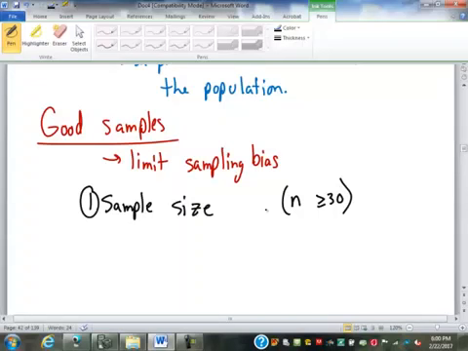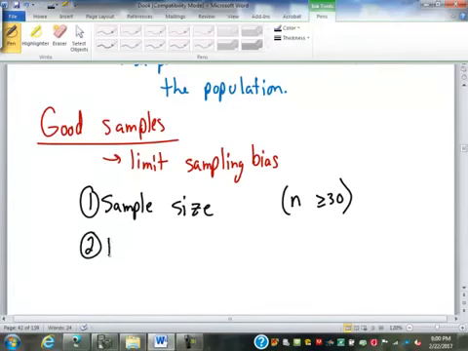Now, there are times where you can't get more than 30, and we have special exceptions and special cases for that. We're not going to get too deep into that conversation. Obviously, if we're dealing with a presidential election, surveying 30 people is not going to be adequate. That's not even getting one person from each state. So we're not going to get into those rules.